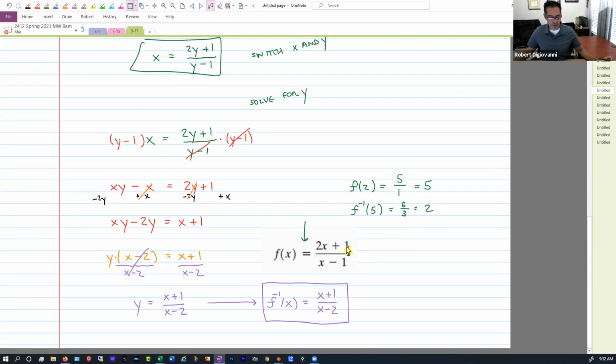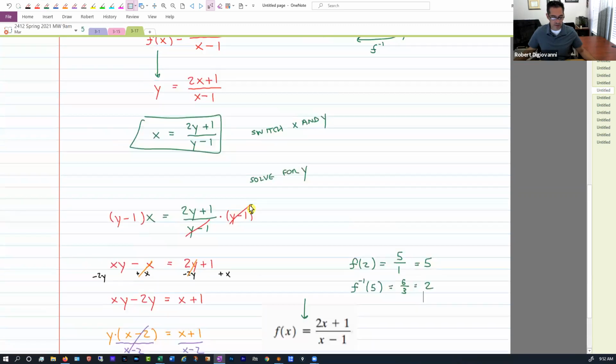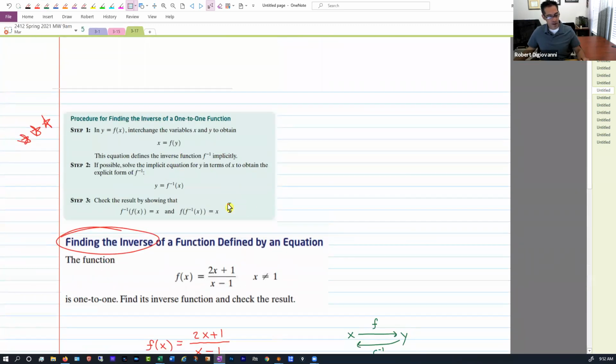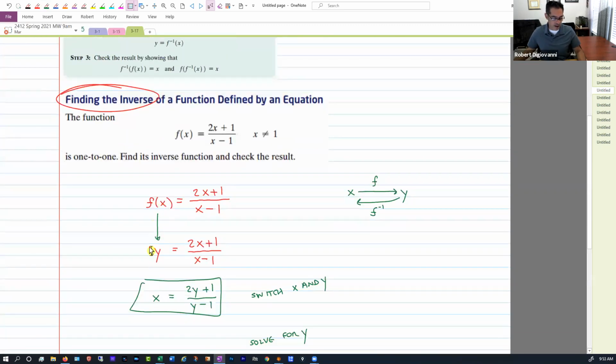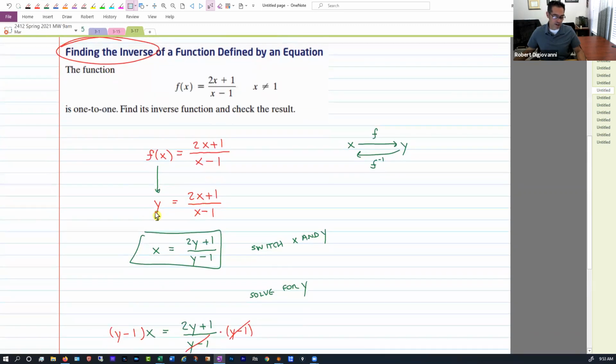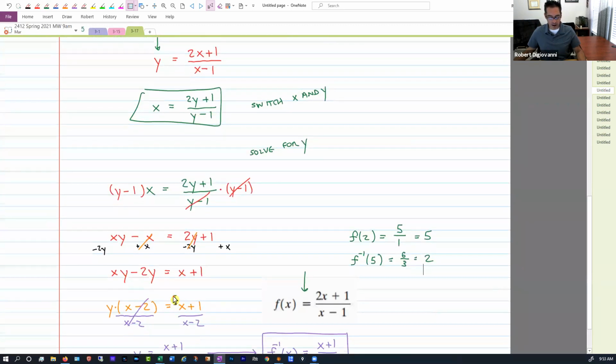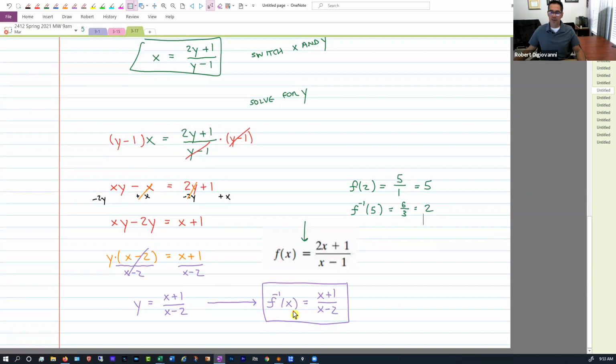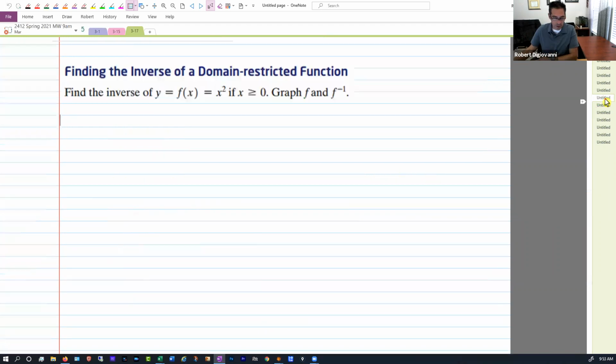So the general steps for doing this, if you're given a function, is to replace f of x with y, switch the x and y, solve for y. Whatever that answer is, that is your inverse function. How are y'all doing? Again, this is review. I know in college algebra we cover this.